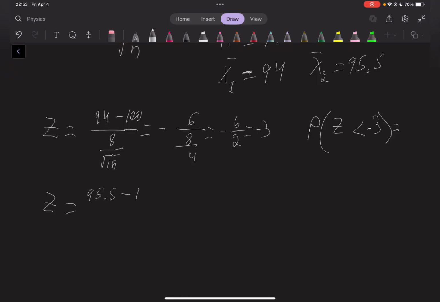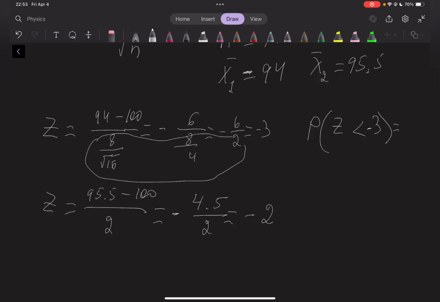95.5 minus 100, and I might as well divide by 2 right away, because this denominator portion we already calculated, right? Okay, it's gonna be how much? 100 minus 95.5 is 4.5. Negative 4.5. Divided by 2, we are getting negative 2.25.